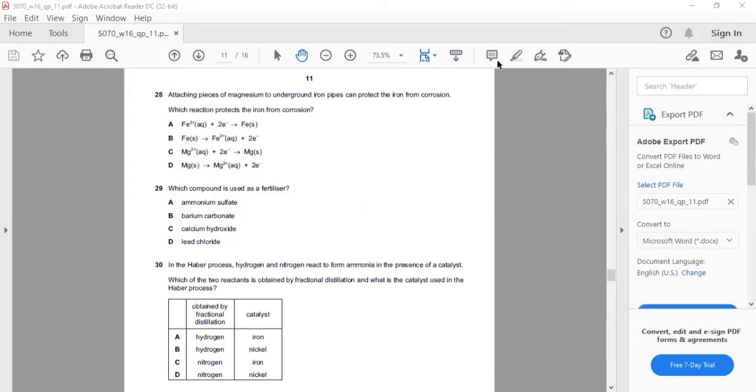Which compound is used as fertilizer? Ammonium sulfate, yes. Ammonium carbonate, ammonium chloride, fertilizer. Ammonium salts are fertilizer. Okay.